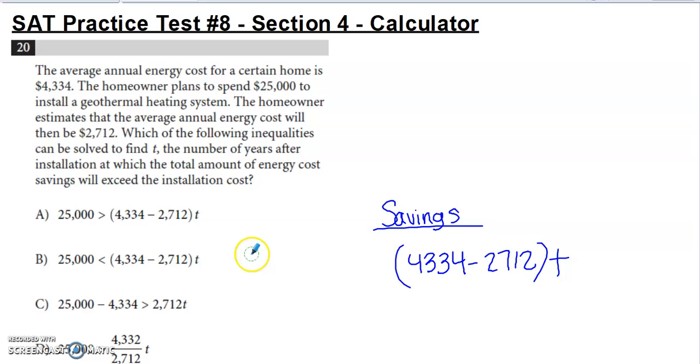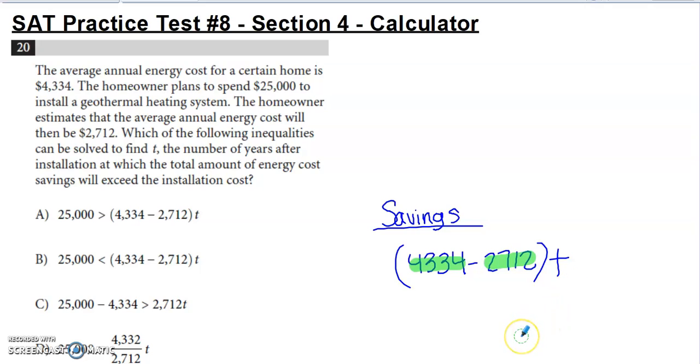So let's think about savings. I look at the right side of these first two options. If I took the current cost, which is $43.34, and subtract the projected new cost, the answer to that difference would give me the savings per year. And if I multiply that by T years, that'll give me the total amount of savings across T years.